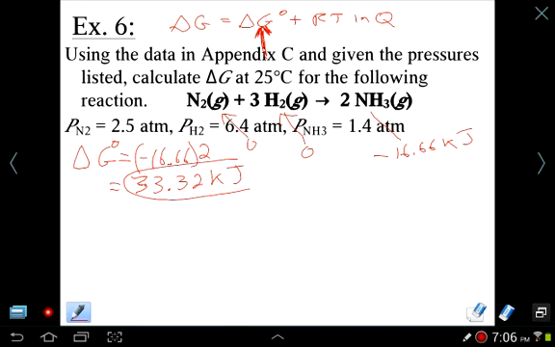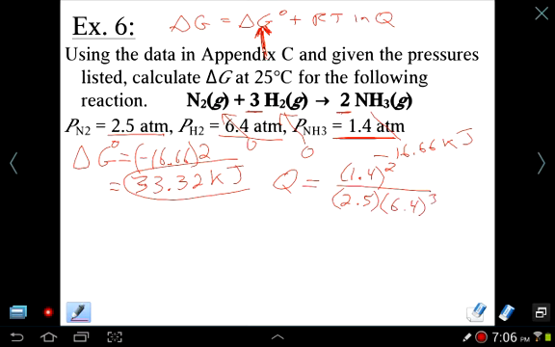Let's go ahead and plug these numbers in. Q is products divided by reactants. We are given the pressure of NH3 to be 1.4, so let's do 1.4 squared because of this 2. Don't forget to square it, over N2, which is 2.5, and H2, which is 6.4. Don't forget to cube it. Let's evaluate Q now. Go ahead and do the top and then the bottom.